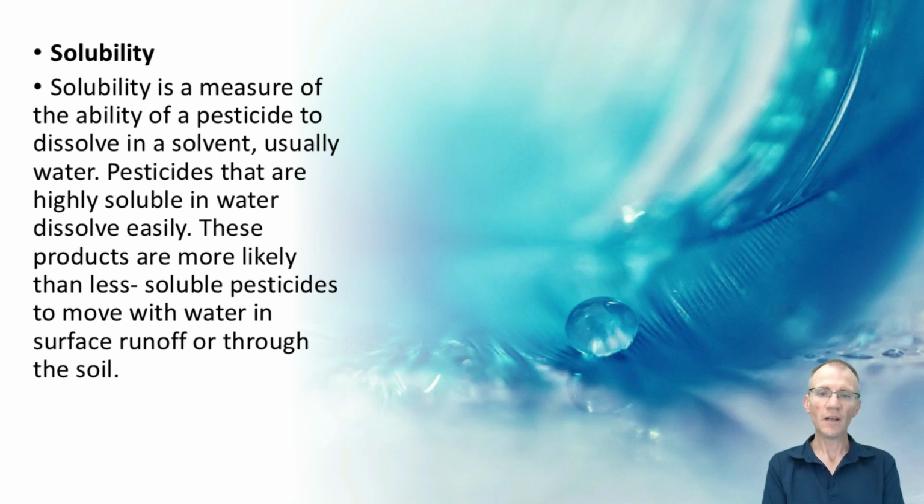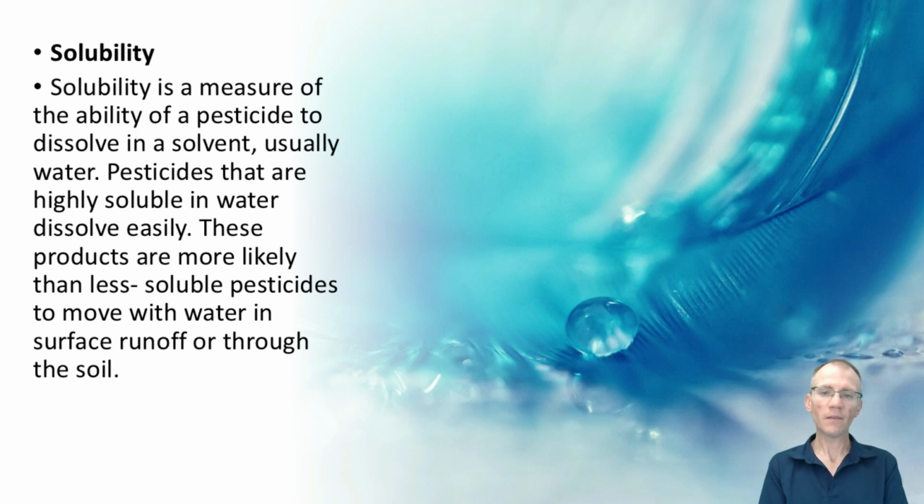Solubility is a measure of the ability of a pesticide to dissolve in a solvent, usually water. Pesticides that are highly soluble in water dissolve easily. These products are more likely than less soluble pesticides to move with water and surface runoff or through the soil.